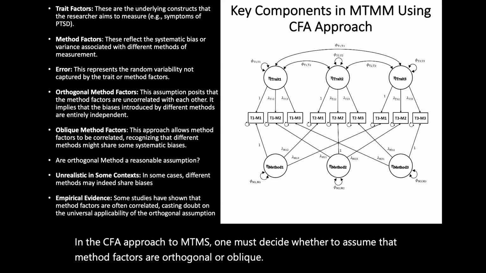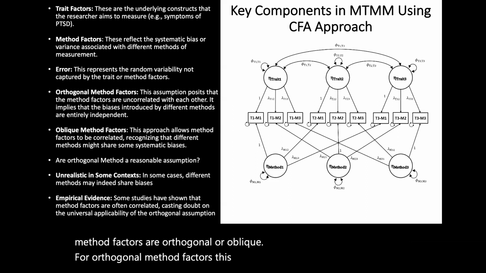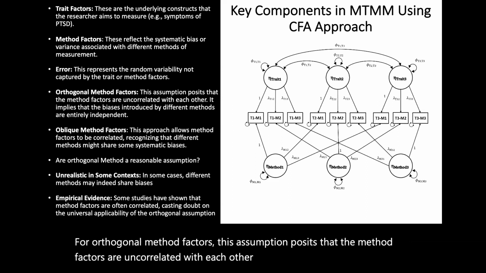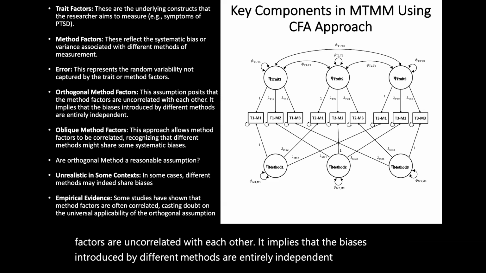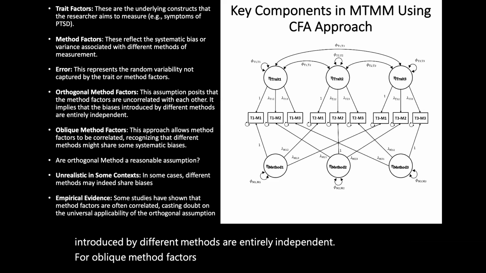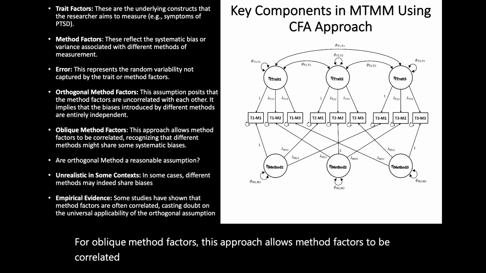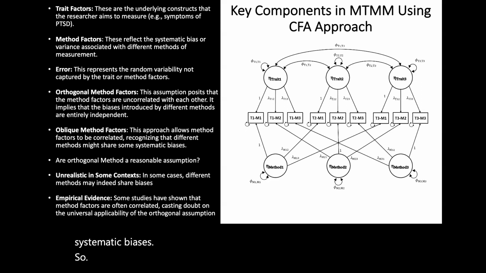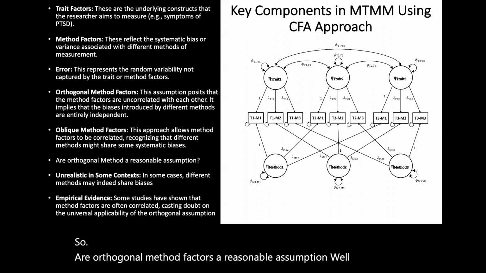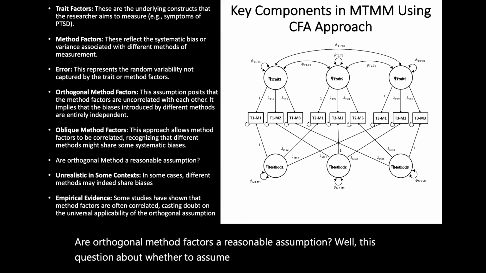For orthogonal method factors, this assumption posits that the method factors are uncorrelated with each other. It implies that the biases introduced by different methods are entirely independent. For oblique method factors, this approach allows method factors to be correlated, recognizing that different methods might share some systematic biases. So, are orthogonal method factors a reasonable assumption? Well, this question about whether to assume this is complex and depends on the specific context of the research.